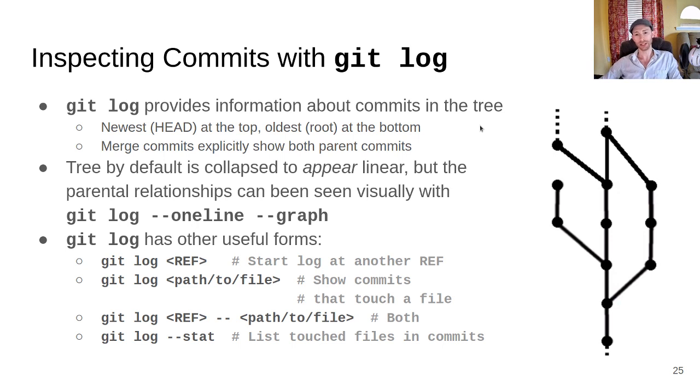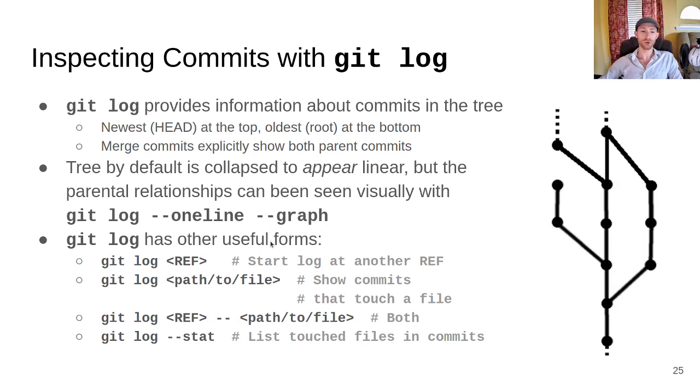Now, when you run git log at a command line, the tree appears to be linear, it's collapsed, but really the parental relationships are still there, and you can actually tell Git to draw those relationships visually by using a couple extra flags to git log. Those in particular are --graph, and if you use --oneline, it'll actually collapse it so that it's more easily viewable in a small terminal window. So just a few shortcuts that I have found useful about git log.